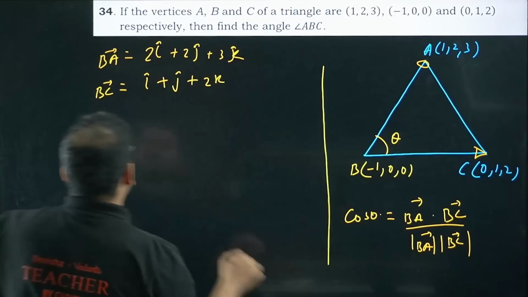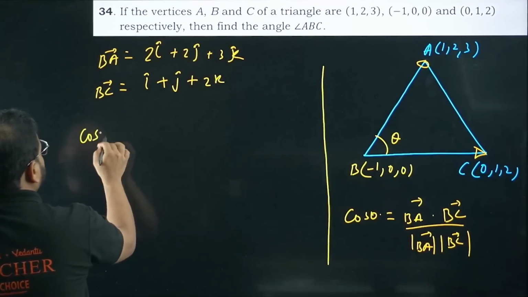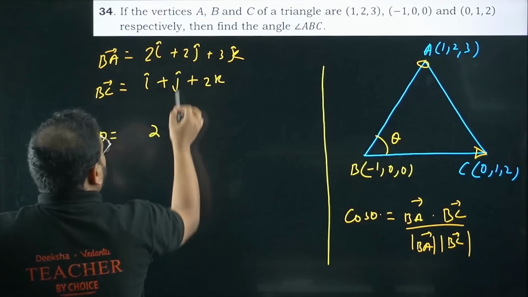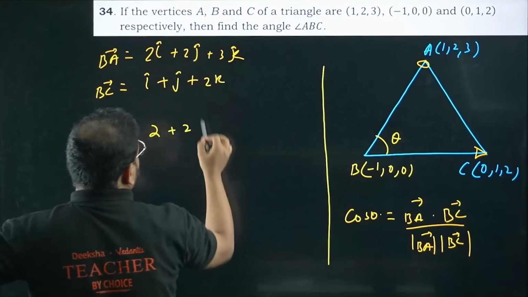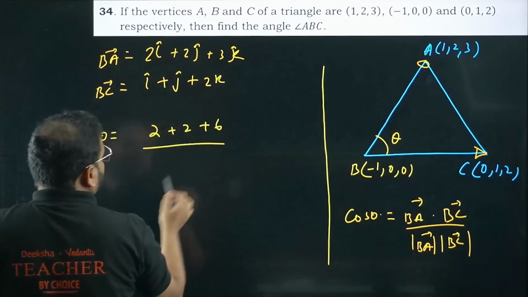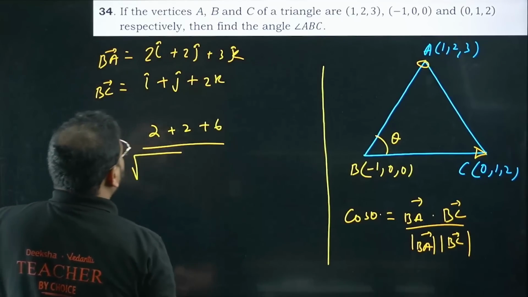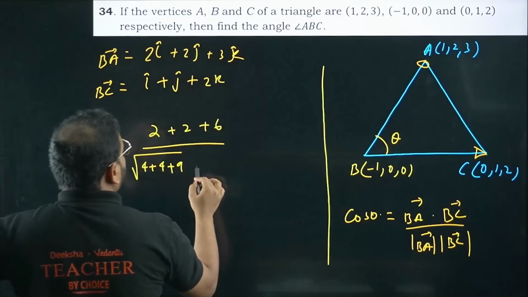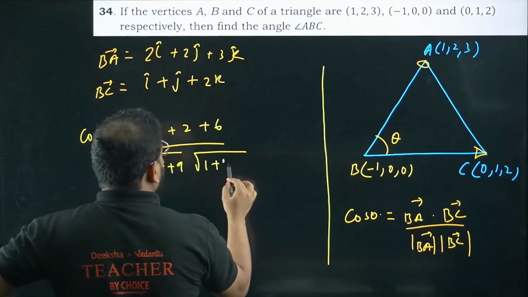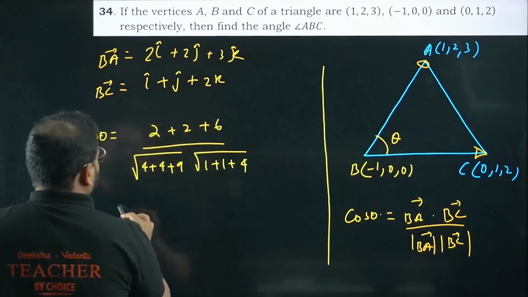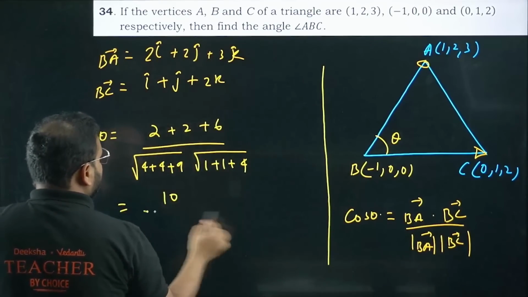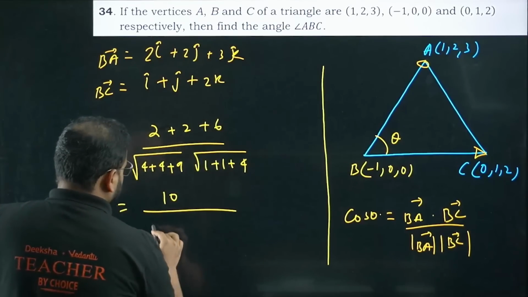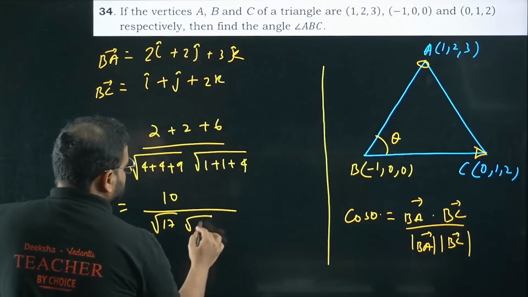We want the dot product. Have a look. I'm getting cos theta equals the dot of this, which will become 2 into 1 is 2, 2 into 1 again becomes 2, and 3 into 2 is 6. With the root of these two, what do I get? 4 plus 4 plus 9, and 1 plus 1 plus 4. So 2 plus 2 plus 6 is 10, divided by root 17 and root 6.